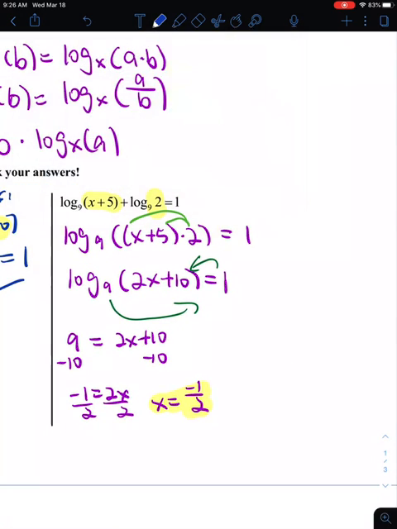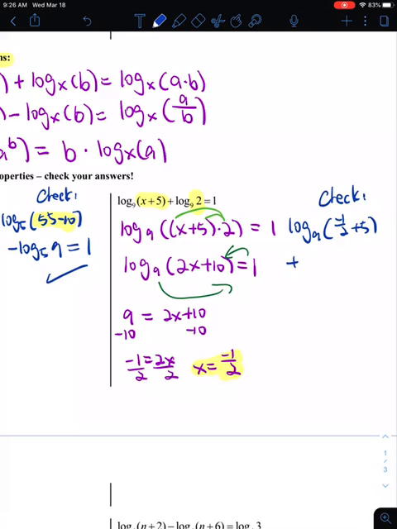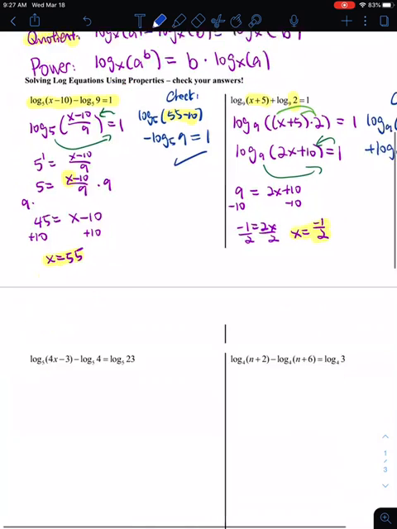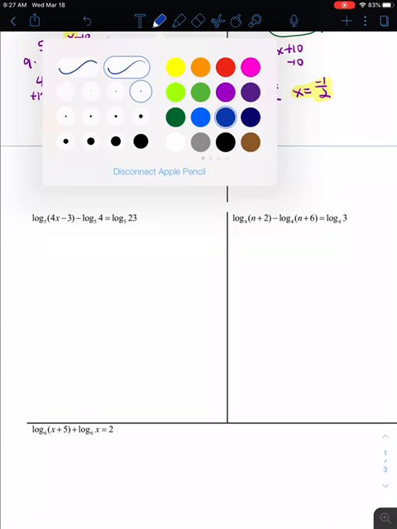Again, make sure you just check your work. So if we do log base 9 of negative 1/2 plus 5, and then if I add it to log base 9 of 2 equals 1, again, I think I'm going to get a positive number here, negative 1/2 plus 5. So that's going to check out. The only case where we have extraneous solutions, remember, is if you have a negative number on the inside, or if you have 0, because those will not be defined. And we'll see examples of that in these last couple.